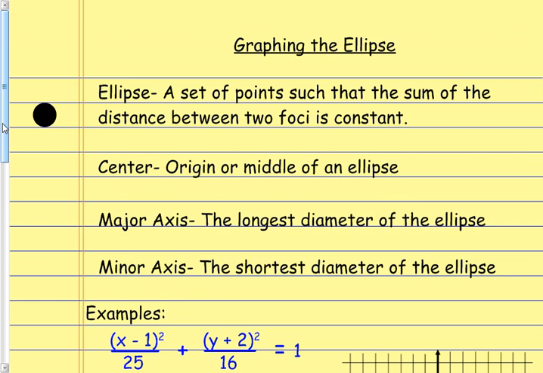Hi there, folks. In this lesson, we're going to be looking at graphing the ellipse, which is, again, one of our conic sections. And an ellipse is kind of like an elongated circle. It's a little bit like an oval.